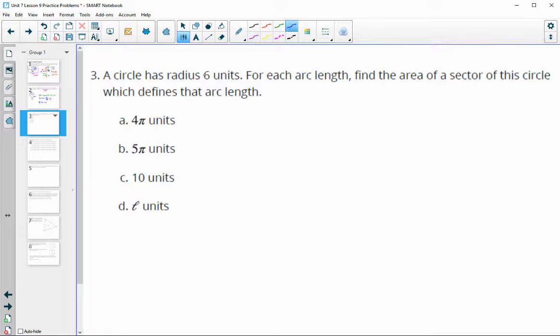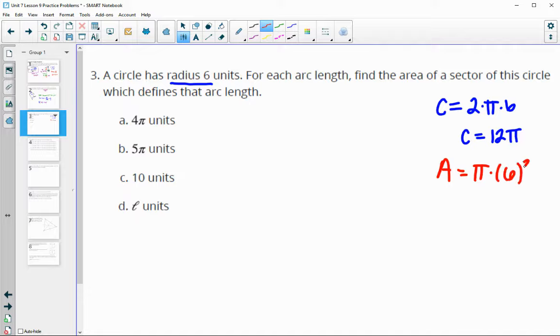So let's get the total circumference first. The circumference on this circle would be 2 times pi times 6, so our total circumference would be 12 pi. This will help us get our portion of the circle. And then we want to find the area of the sector. So the total area is going to be pi times the radius squared, so 36 pi. So these are our totals.